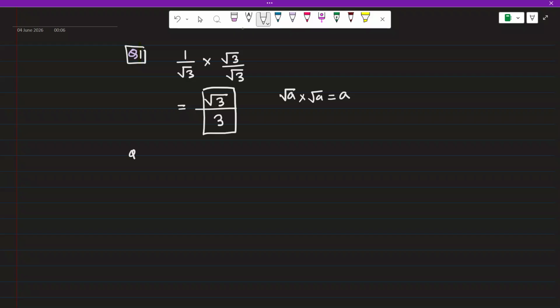Next question: 5 over root 7. We multiply the denominator up and down by root 7 over root 7, which equals 5 root 7 over 7. That's our final answer.